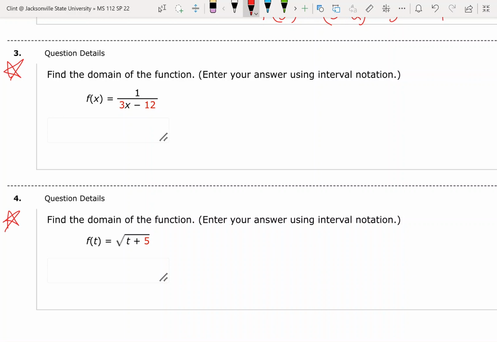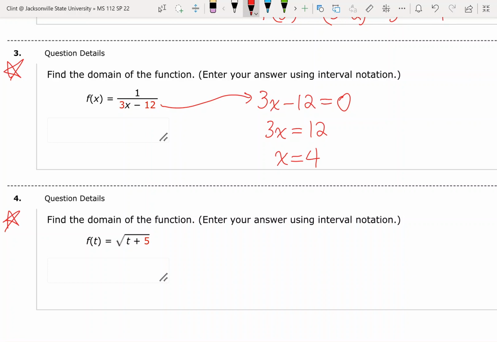If not, if it's something a little more complicated or it's just not hitting you, then what we can do is take the bottom and set it equal to 0. Solve for x. Here we add 12 to both sides, divide both sides by 3. So the x value that would make our denominator 0 is 4. That's the x value we want to leave out because we don't want the bottom to be 0.